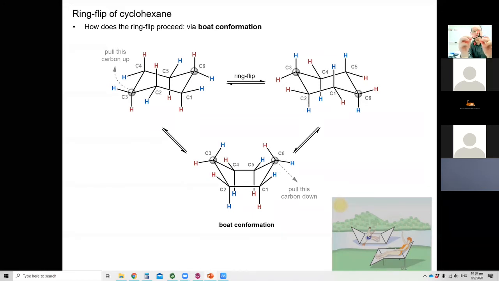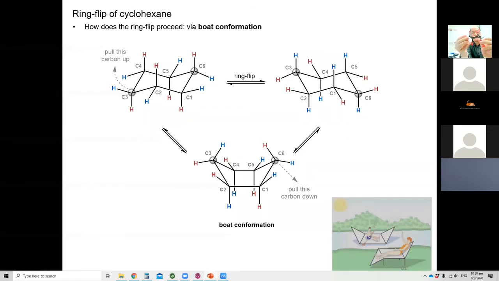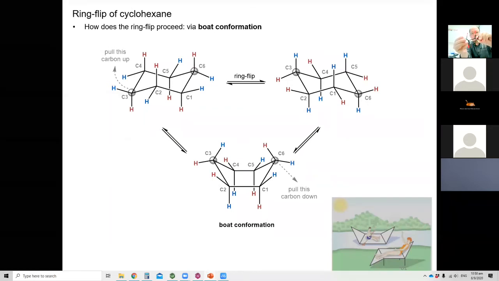All right. Let's go through this again. So let's go back to the original one. Let's pull this carbon up first. Chair conformation. Okay, let's pull this carbon down. Oh no, this is the boat conformation. Then pull this carbon down. Now it's chair, right? See, the white carbon is pointing axial again. It's still pointing up, but it's pointing axially.